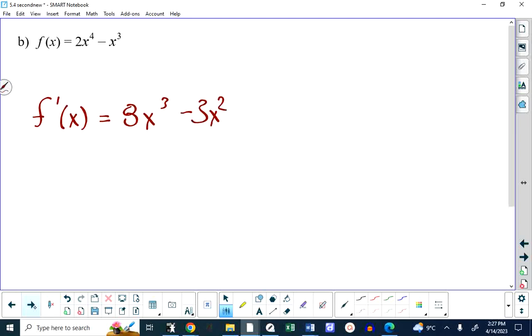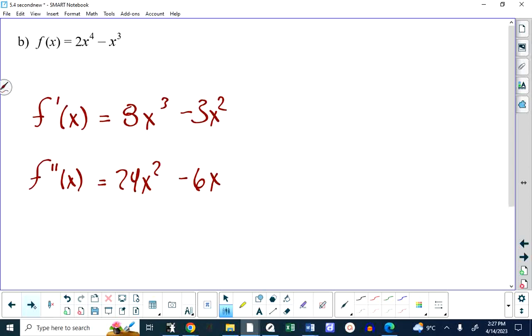Speaking of autopilot, I always have to remind myself, and I was forgetting this a lot today in my classes, to slow down and think rather than just automatically being on autopilot. So double checking things. We got 4 times 2 is 8, x cubed, but that's okay. Let's just find the second derivative. And I believe that's okay.